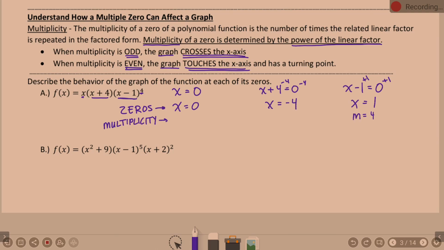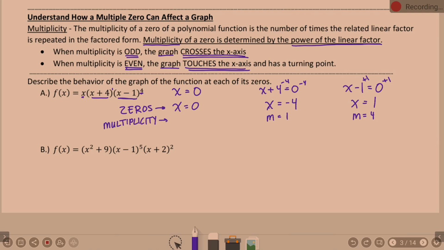Okay, what about this next one here? X equals negative 4 came from the factor x plus 4. What's the power on that linear factor? What if I say, what's the invisible power on that linear factor? There's an invisible 1 there, yes? So the x equals negative 4 has a multiplicity of 1.